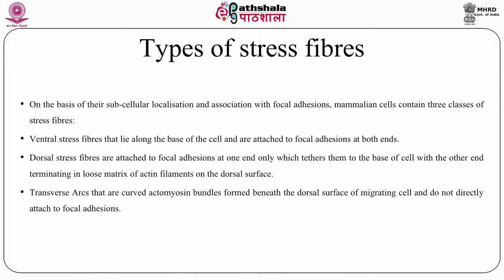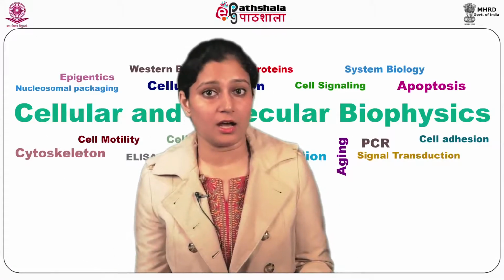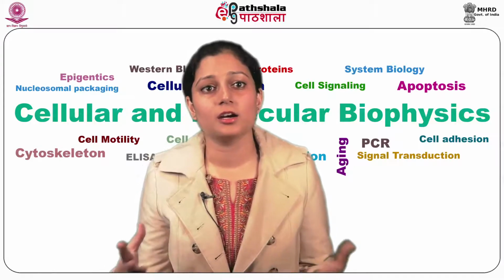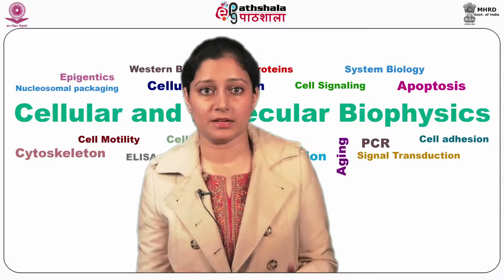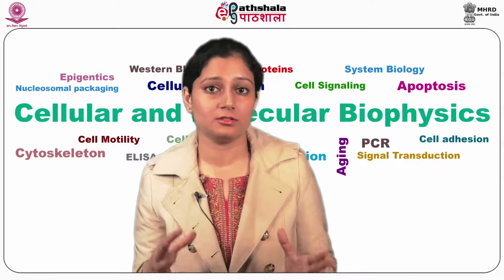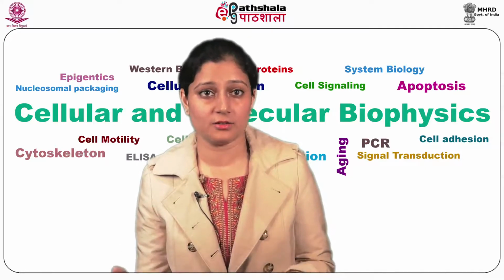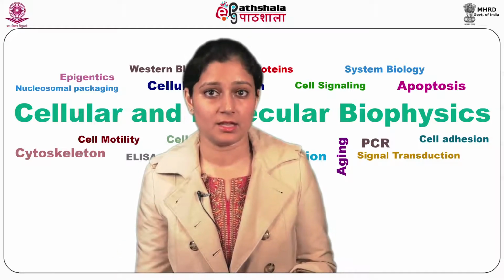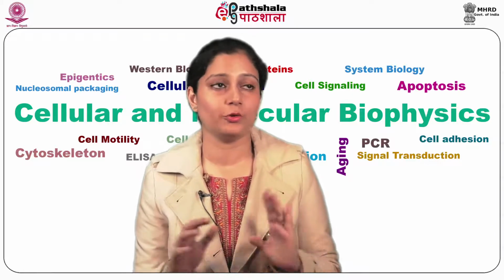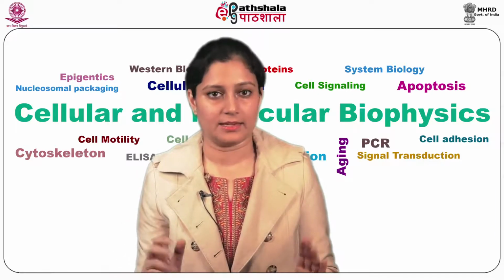This focal adhesion tethers them to the base of the cell, with the other end terminating in a loose matrix of actin filaments on the dorsal surface of the cell. The transverse arcs, on the other hand, are curved actomyosin bundles formed beneath the dorsal surface of the migrating cells. They are not attached to focal adhesions on any end.